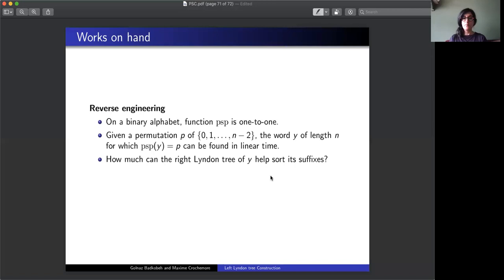Other things that we are interested in are how much the Lyndon tree can help in sorting the suffixes, because obviously our left Lyndon tree can be used as a way to construct PSP, or ranking prefixes. We are interested to see whether we can do something similar using the right Lyndon tree and suffixes. Then we looked into how we can construct the left Lyndon tree using the right Lyndon tree and vice versa. Not very successfully, but we're still working on that.